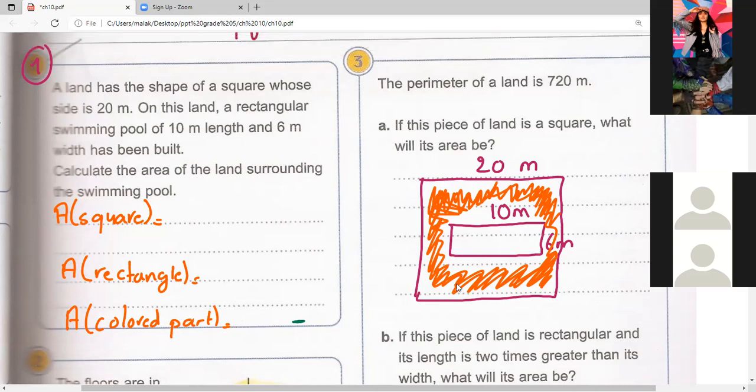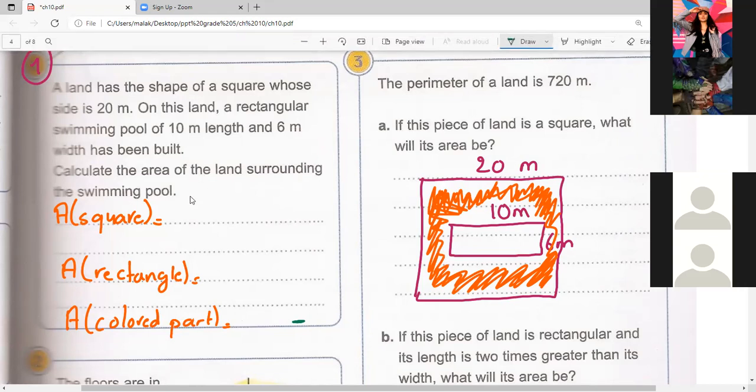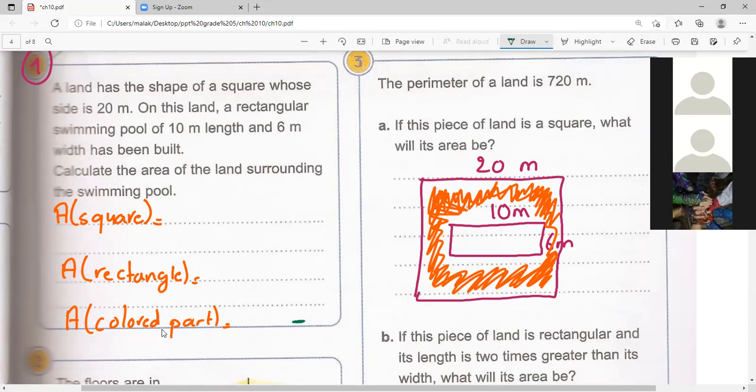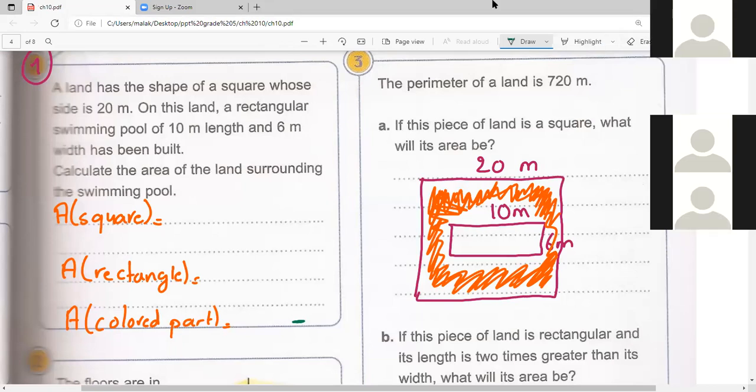You have to work it alone, then tomorrow we'll correct it together. Goodbye, teacher. Goodbye. You will find the area of a square, a rectangle, then subtract the two areas together. Goodbye. Goodbye. I found the answer quickly.